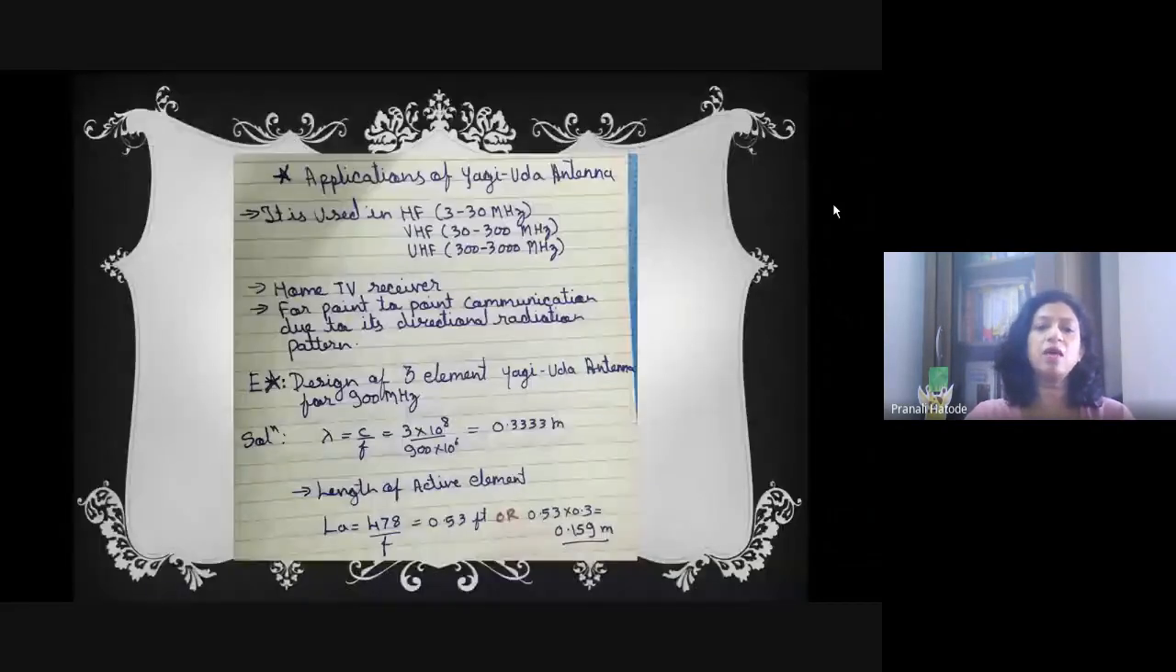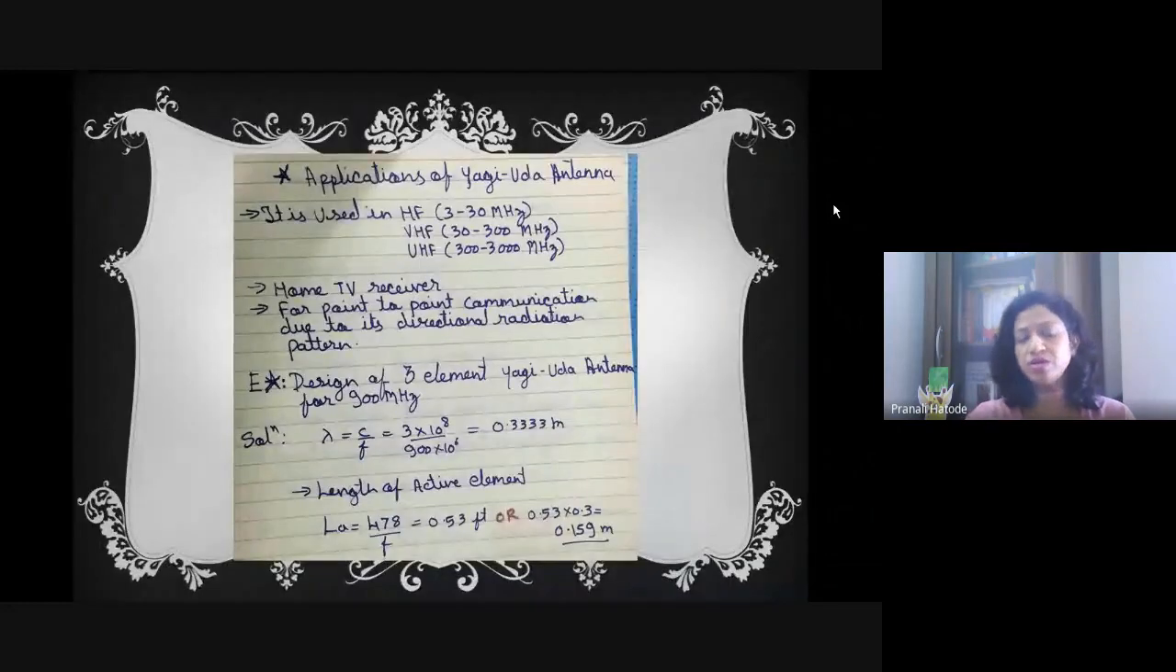In this case, the gain or the directivity of the antenna has to be very good. In this case, Yagi is very feasible.